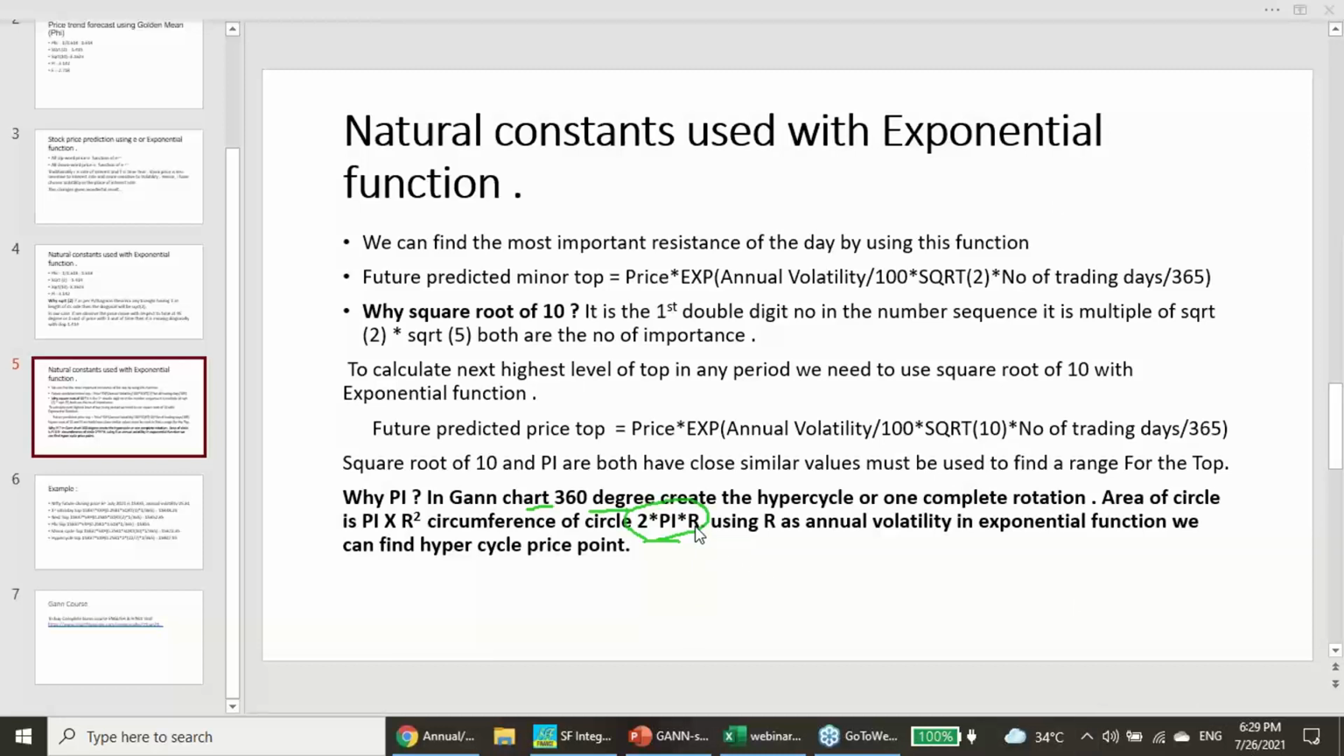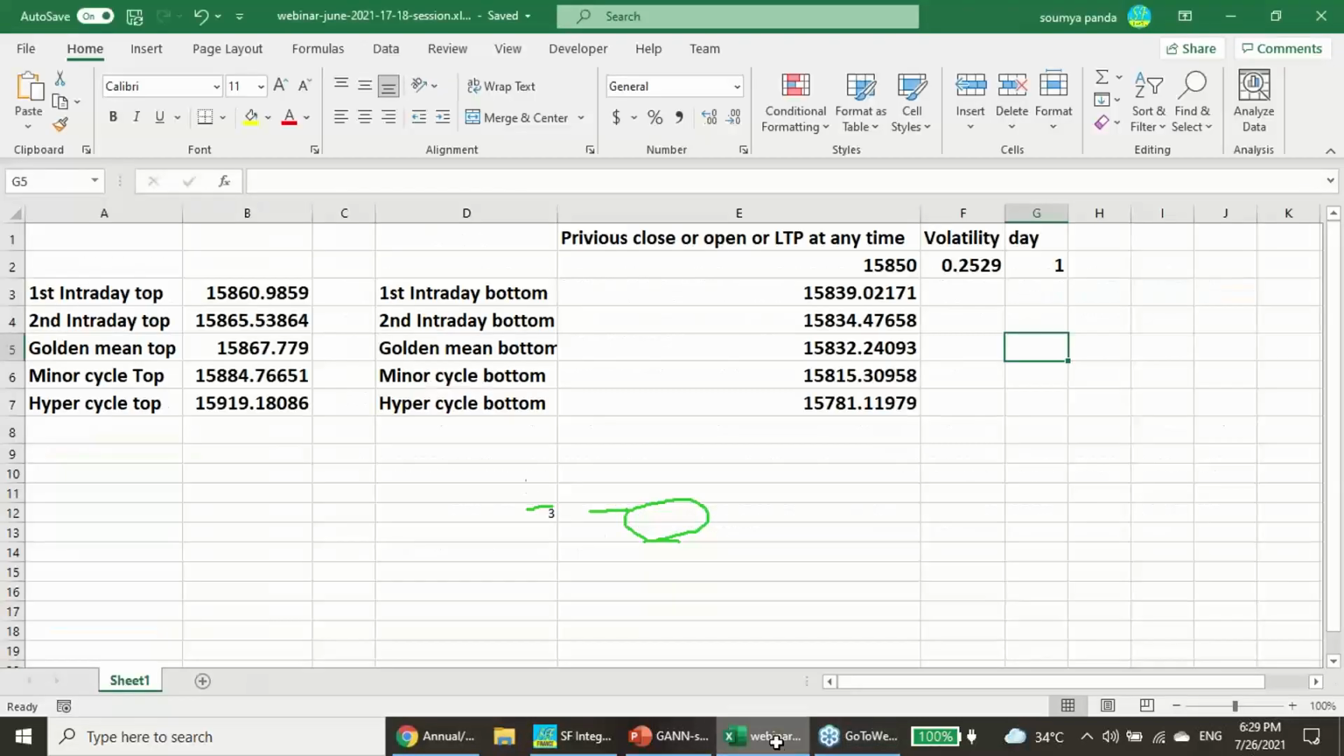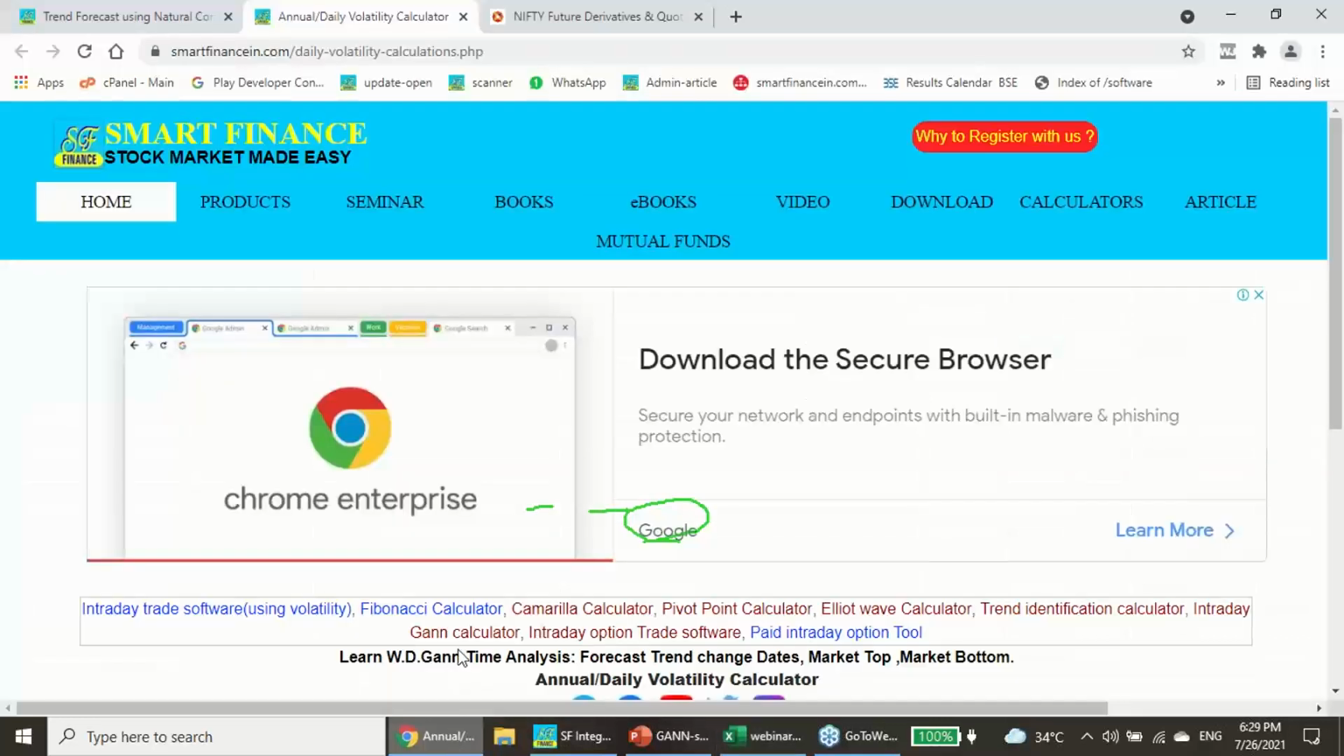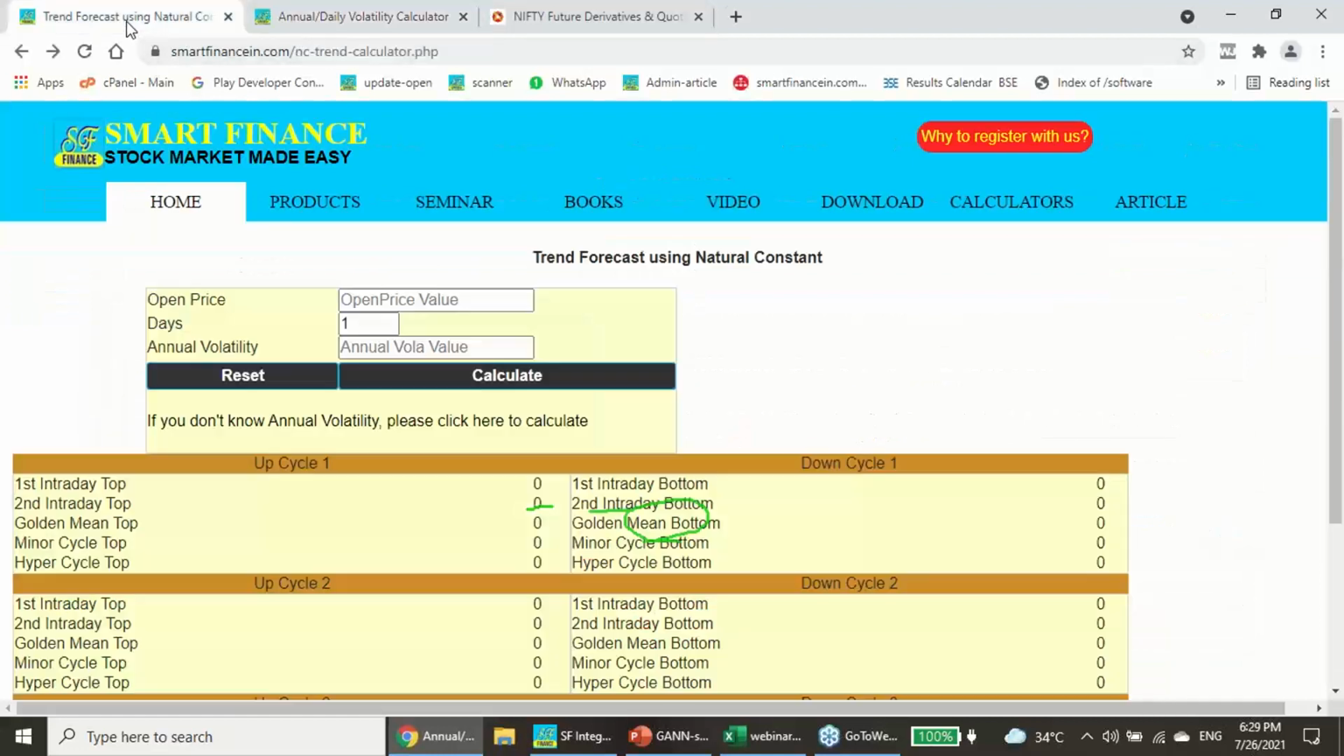So for that reason only, I am using the circle's circumference formula, 2 pi r. Here r is not my radius. What is my r? R is annual volatility. Pi is, as it is, 22 by 7. Using these things, once you do the calculations, you get a fantastic result. I'll show you specific outcomes. As I sent to you, this particular calculation requires only 3 inputs from you.